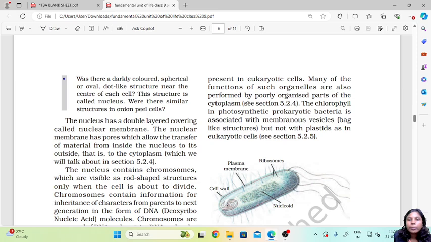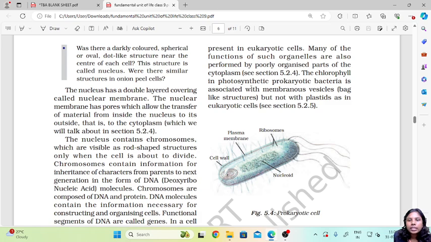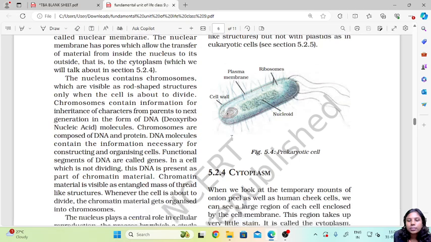So what is happening is that many of the functions of such organelles are performed by poorly organized parts of the cytoplasm. The chlorophyll that is present in photosynthetic prokaryotic bacteria is associated with the membranous vesicles but not with plastids as in eukaryotic cells.